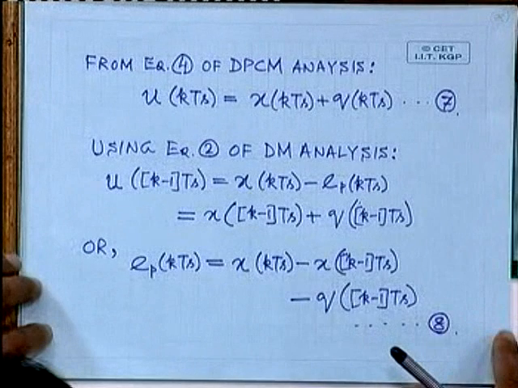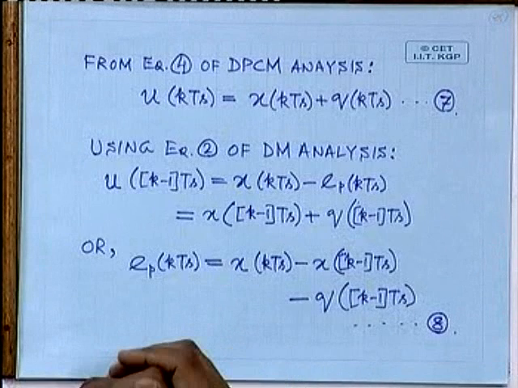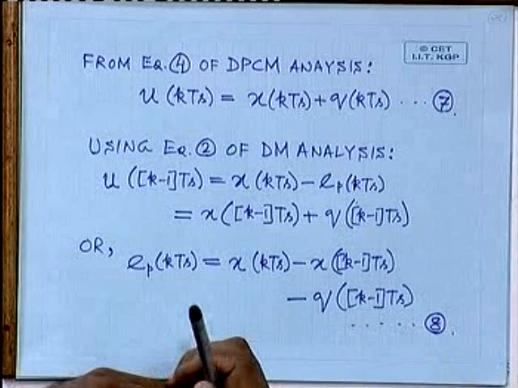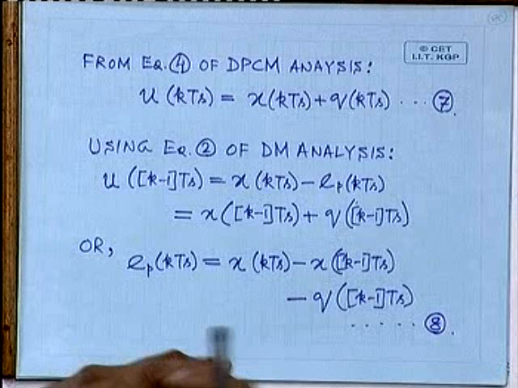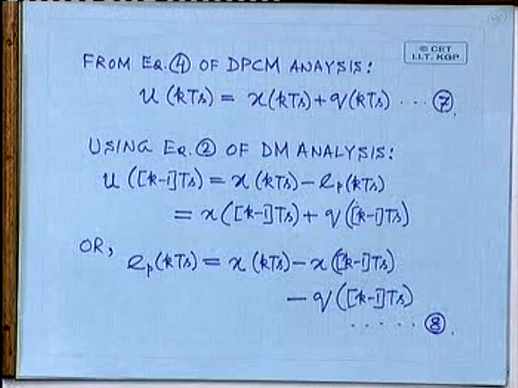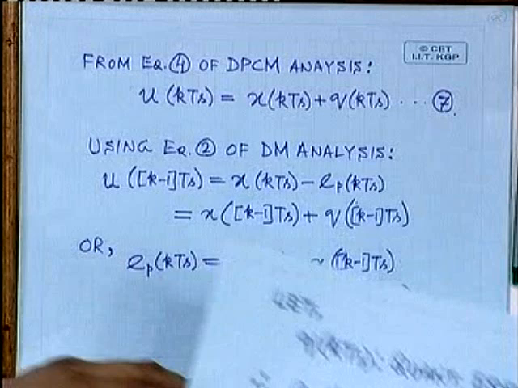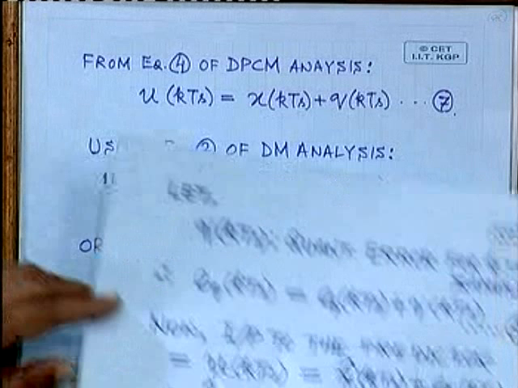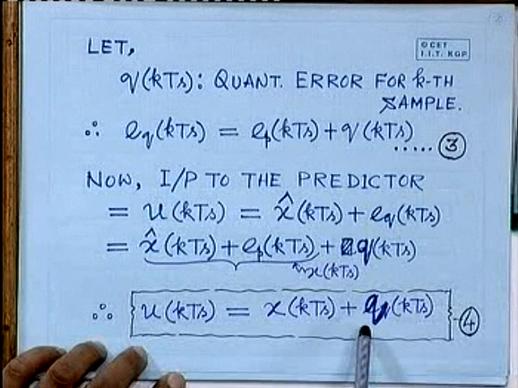Now we will try to find a condition for avoiding the slope overload problem, because this is something peculiar to delta modulation. Note that I am making use of one equation which we have already discussed in the context of DPCM. Please refer back to equation number 4 of our DPCM analysis. For quick reference, to save time, I will reproduce that equation. You need to start writing only after I show you that equation number 4 for the DPCM analysis was like this: U(kTs) was X(kTs) plus Q(kTs).